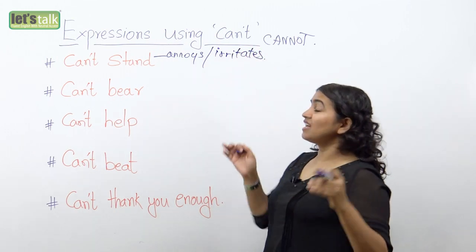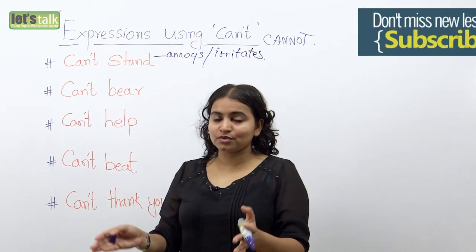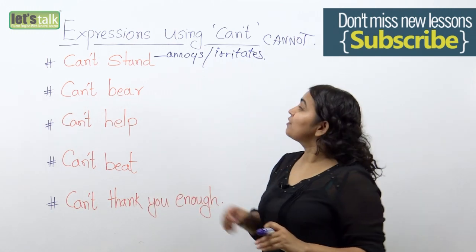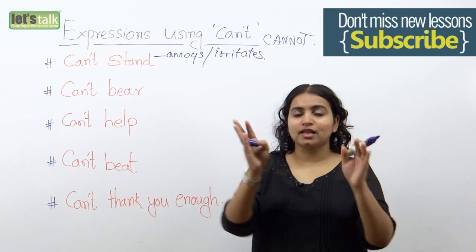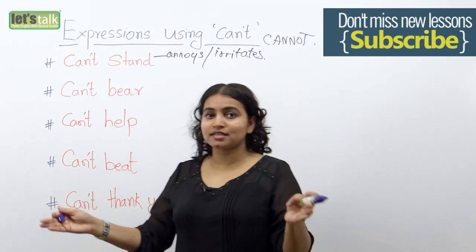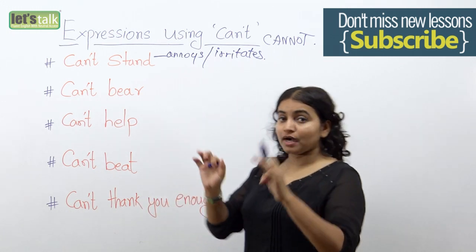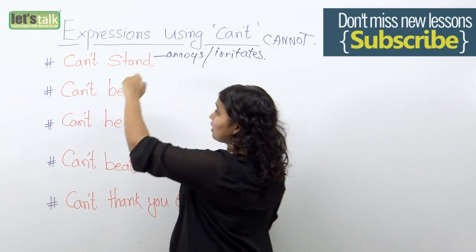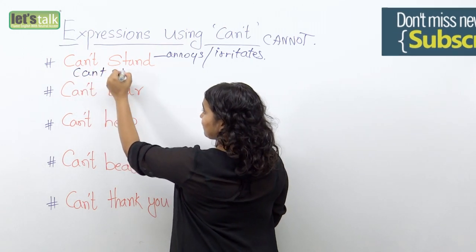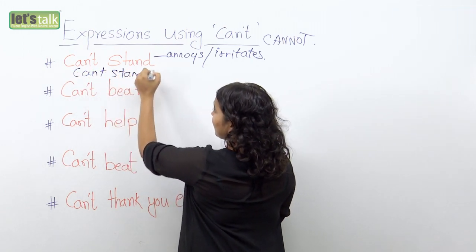So something that annoys you or irritates you is something that you can't and you will not stand, right? Now, this expression can be used in two different ways, okay? In both the ways, it's going to have the same meaning, but the first way of using can't stand is when you say can't stand followed by a noun.